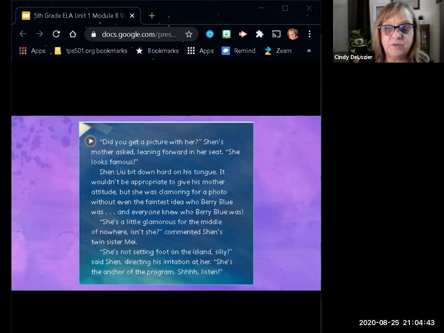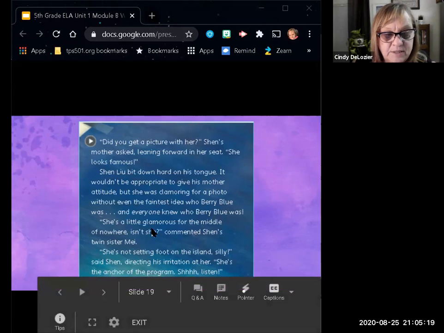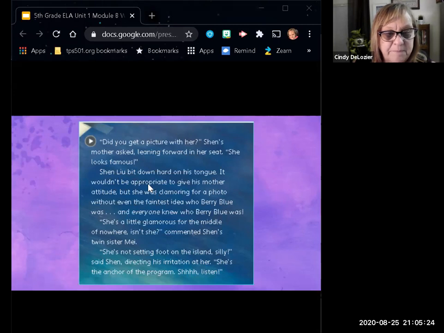This is page 4 of what we've already read. What I would like for you to do is read through this page again. But I want you to notice where the author describes Shen Lu's reaction to his mother when she comments on Barry Blue and how she looks famous. When we see that Shen Lu bit down hard on his tongue, we can recognize that as figurative language. Did he really bite his tongue? The author continued by saying it wouldn't be appropriate to give his mother attitude. Did you see that right here? She's a little glamorous. No, let's look up there. I'm sorry. Yeah, right here.